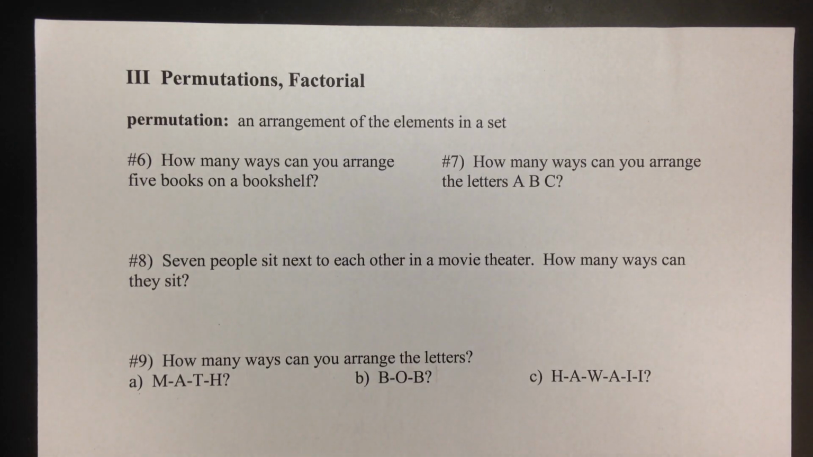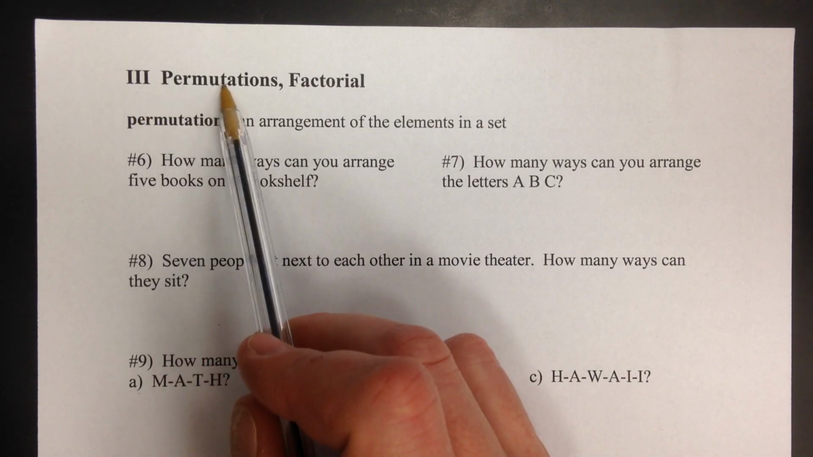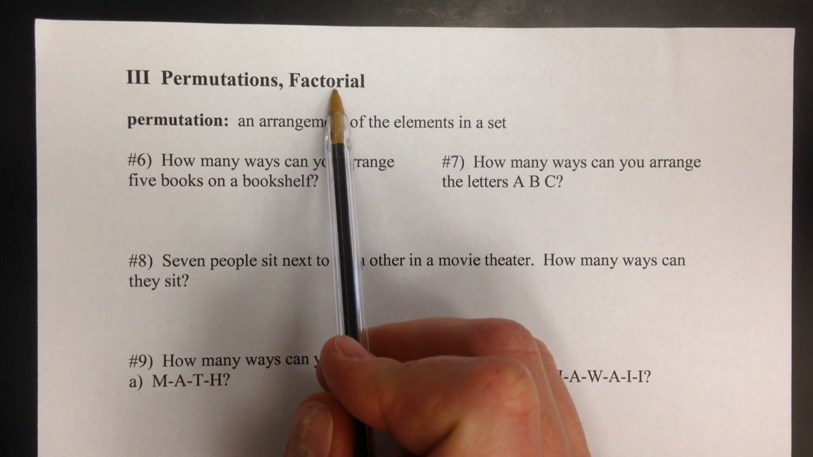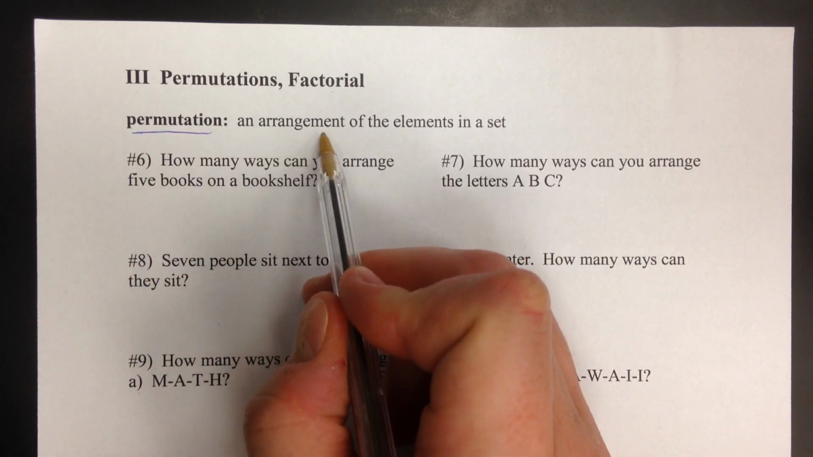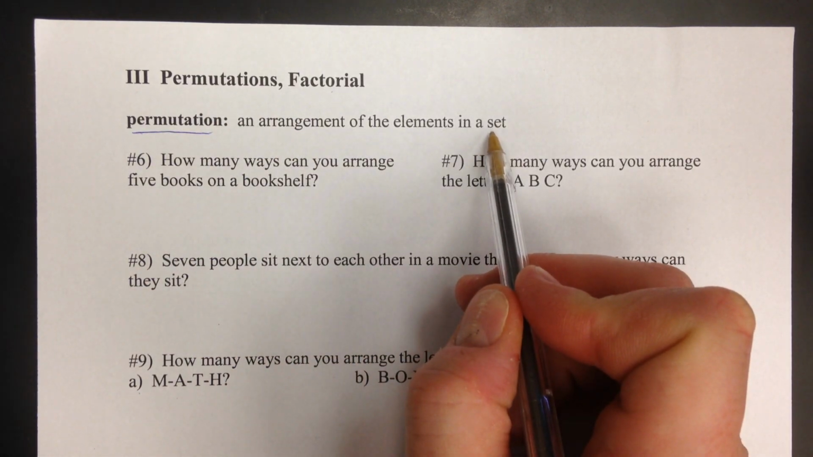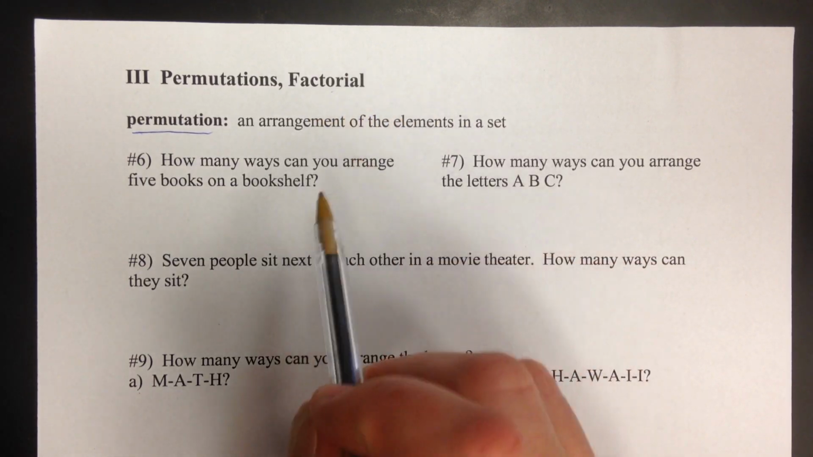Okay, we're on the back of the notes for part 2. And so we're in section 3 here, which says Permutations and Factorial. The definition of a permutation is an arrangement of the elements in a set. Now, factorial is a type of calculation you can make.